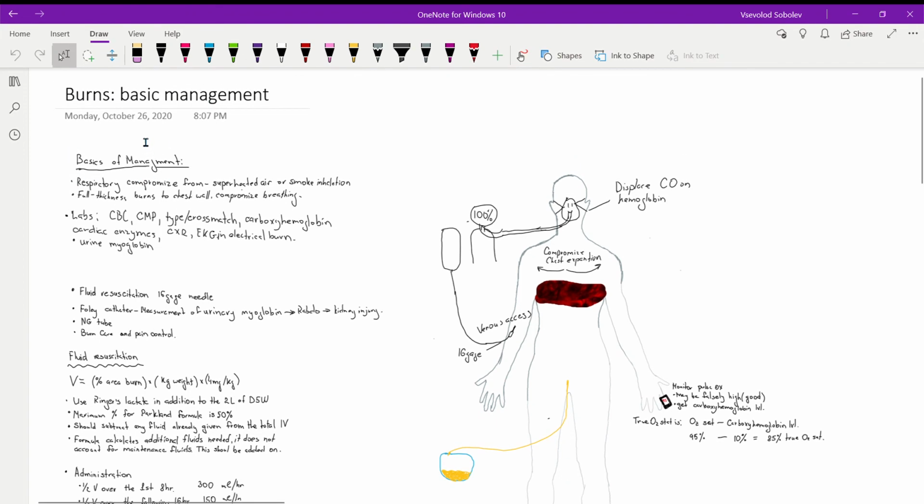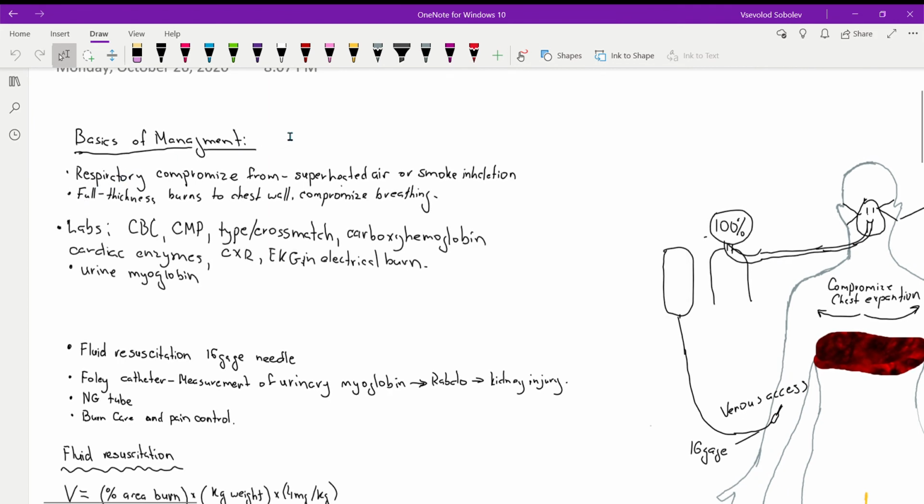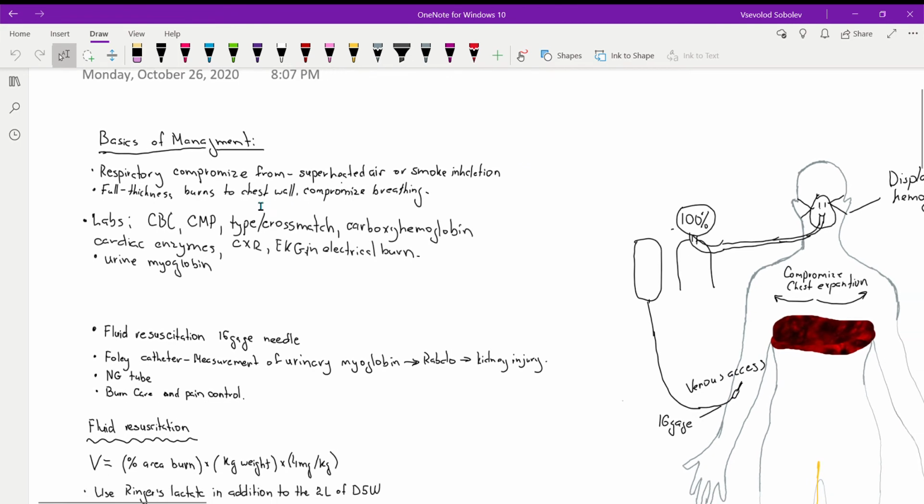So today I'm going to be discussing the basic management of burns. Basic management starts with respiratory compromise from superheated air or smoke inhalation. Full thickness burn to the chest, compromised breathing.